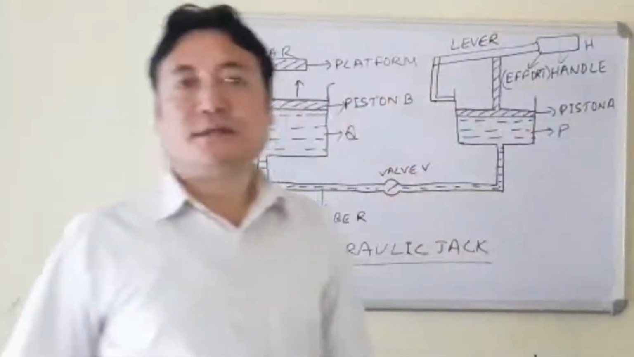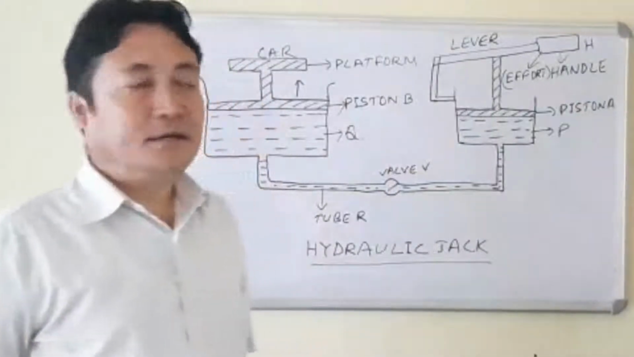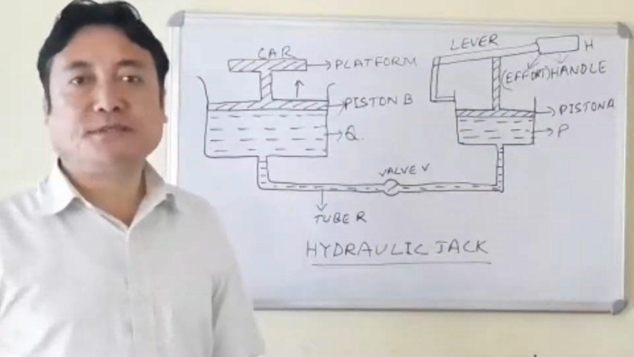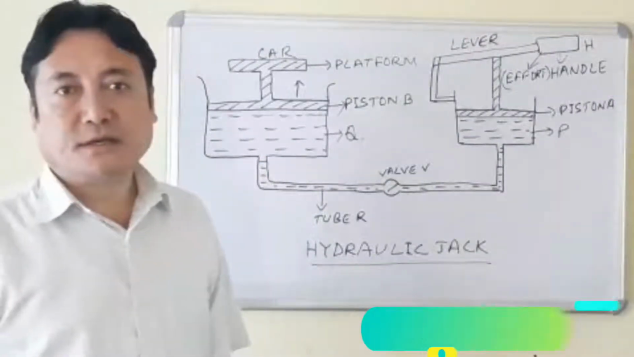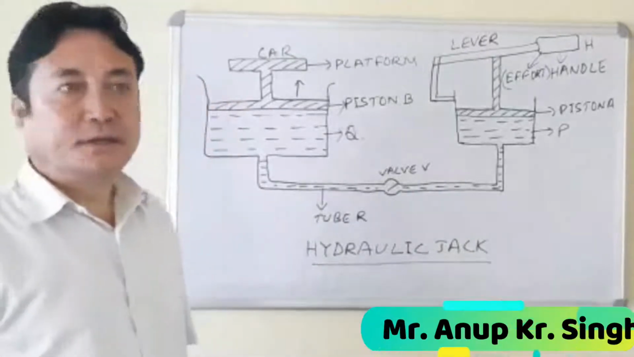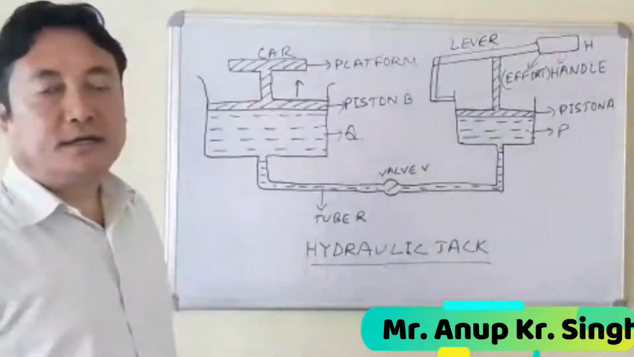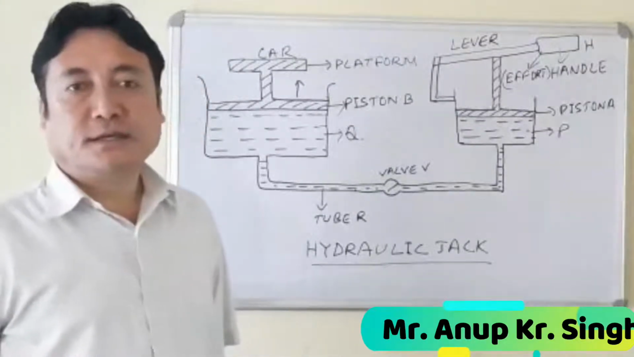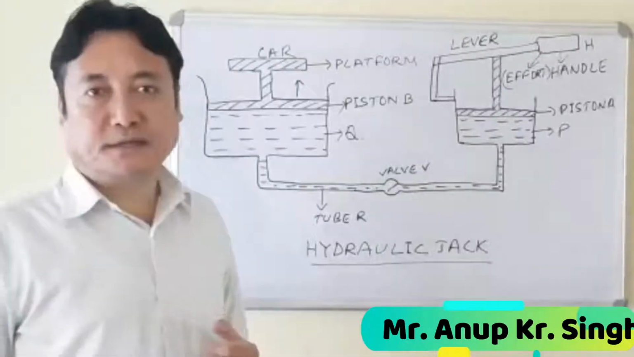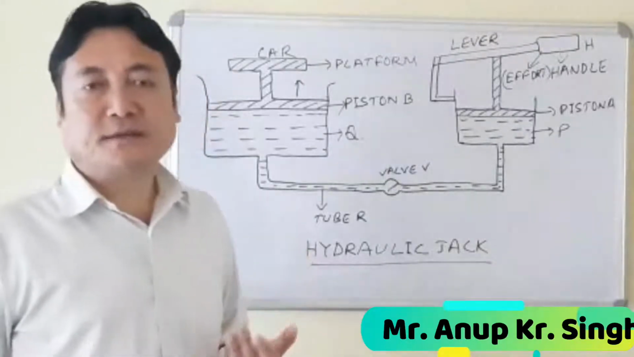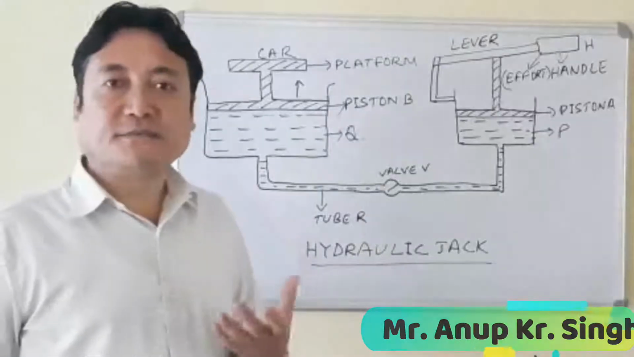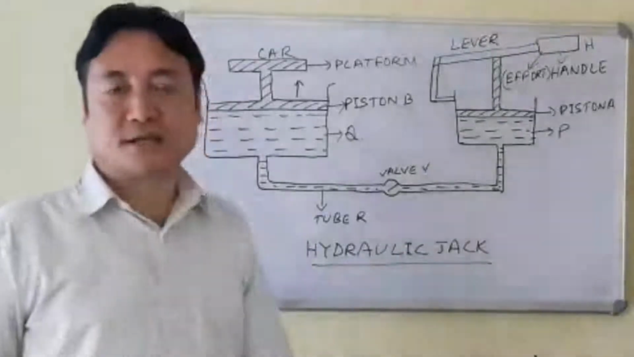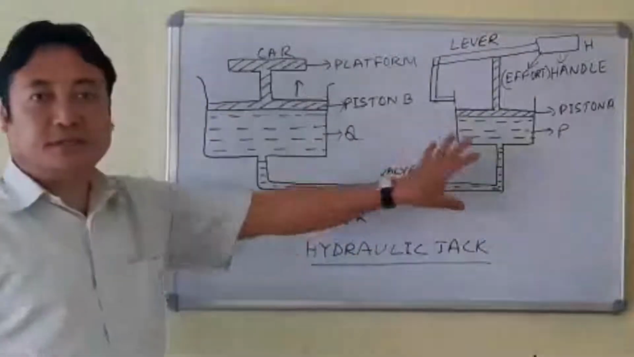Now the next example is the hydraulic jack. This hydraulic jack is also based on the principle of the hydraulic machine, or Pascal's law. These hydraulic jacks are used to lift heavy vehicles in a service station for repairing. So in a service station, heavy vehicles are lifted by using a machine called the hydraulic jack. Now follow this diagram.